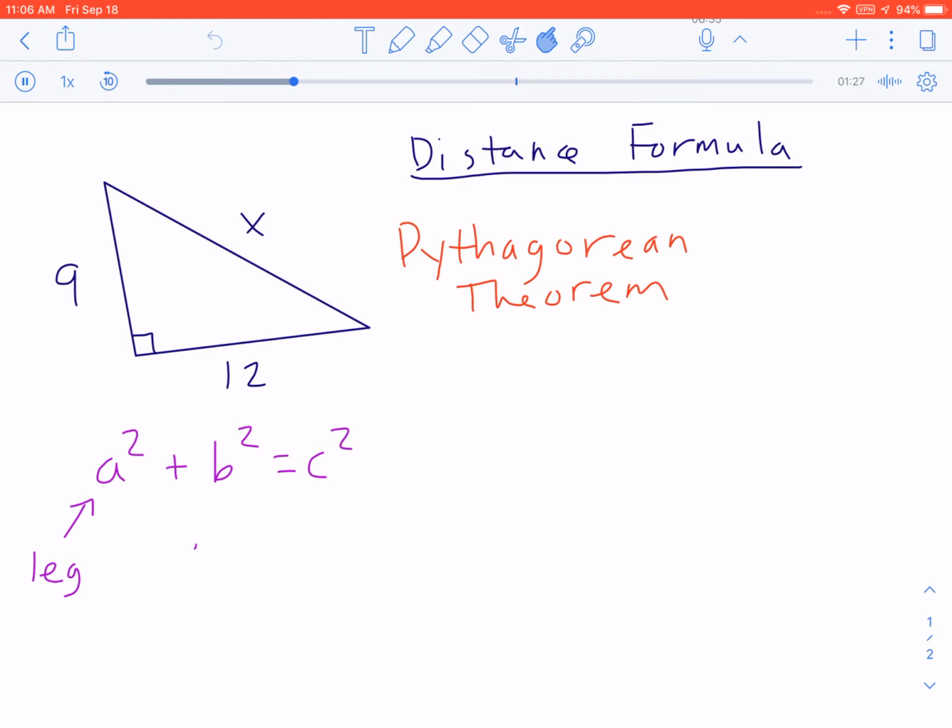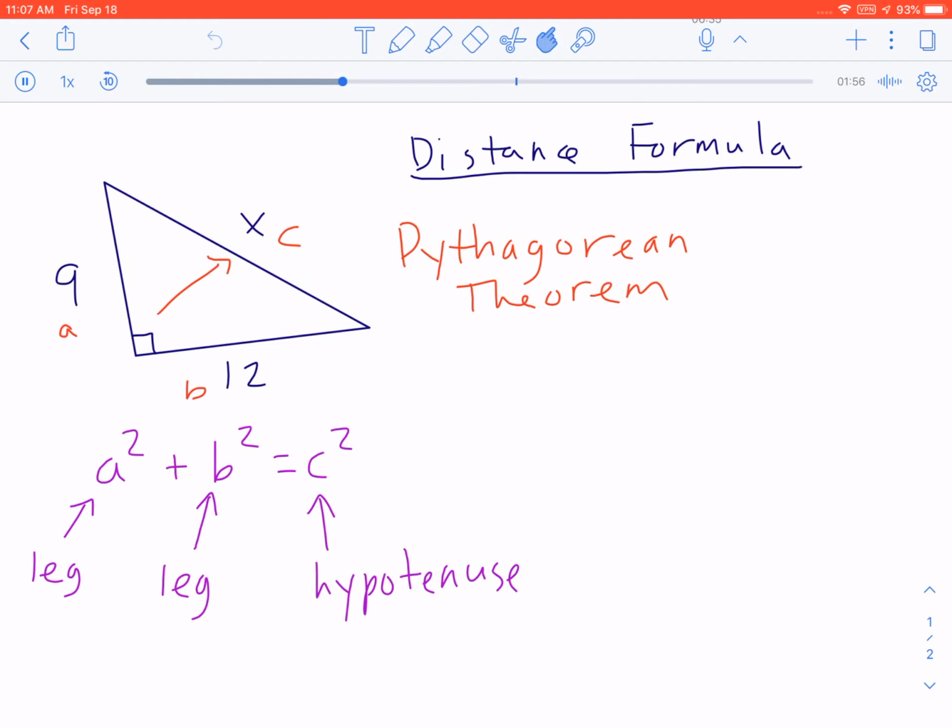And b is the leg. In fact, these are interchangeable completely. And c is something called the hypotenuse. And the hypotenuse is always the piece opposite the right angle. So for instance, this could be my A, this could be my B, and this could be my C. The hypotenuse is always the longest piece, and it's always the piece that is opposite of the right angle, okay?